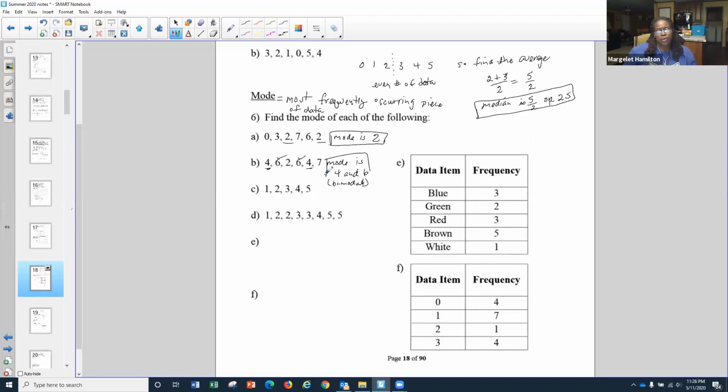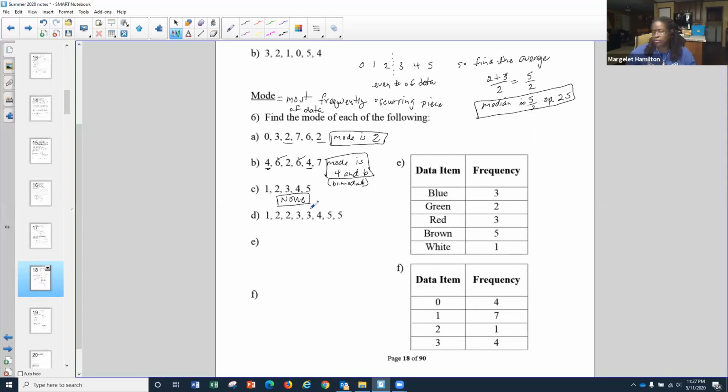All right, look at the next one. You have 1, 2, 3, 4, 5. Do you see anything repeating there? Nope. So none, or no mode. Okay.